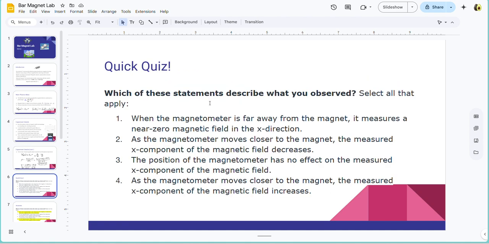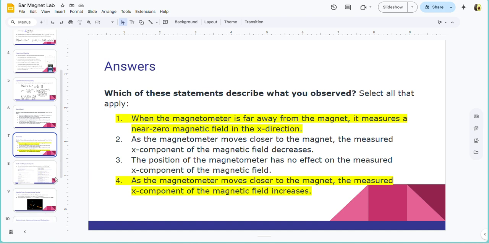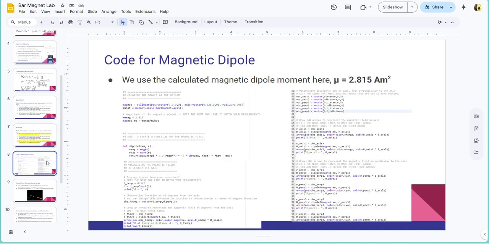And quick quiz, which of the following statements describe what you observed? The right answers are 1 and 4, because when the magnetometer is far away from the magnet, it measures a near zero magnetic field in the x direction, which makes sense because it decays as you get farther away from the magnet's location, since the field goes as 1 over r. As the magnetometer moves closer to the magnet, the measured x component of the magnetic field increases, which makes sense because the field gets bigger as you get closer, because 1 over r shows that a smaller r value causes a bigger B field in general, so that's how that works.